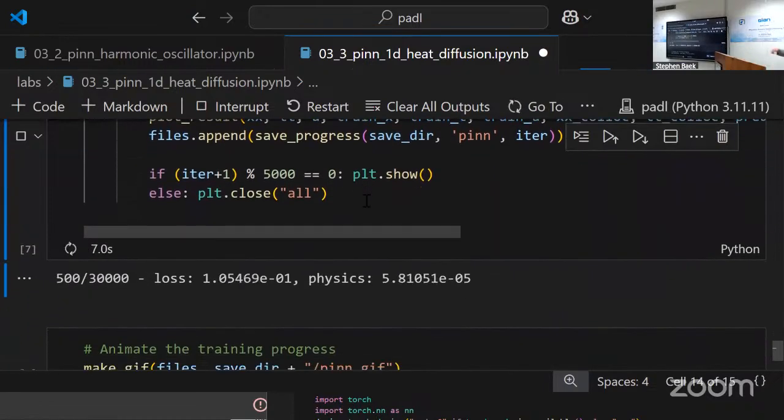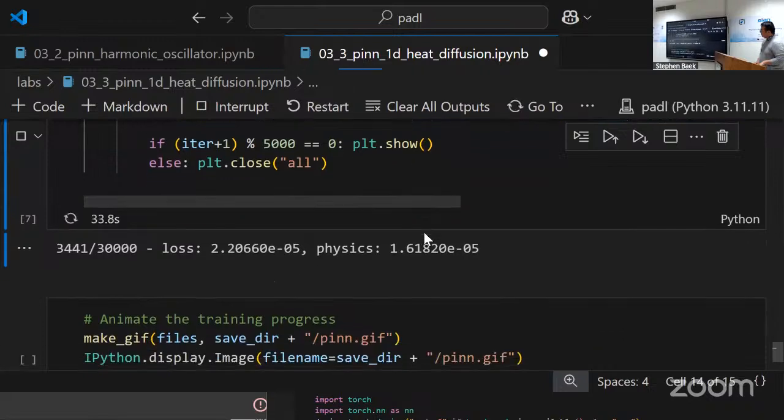Now, running this is going to take quite some time. Actually, I should have run this while I was explaining the code, but it's going to take a while. 30,000 iterations is roughly where you can find a pretty good fitting result. But yeah, it's going to take a while. So I'm not going to wait until this cell finishes to execute.